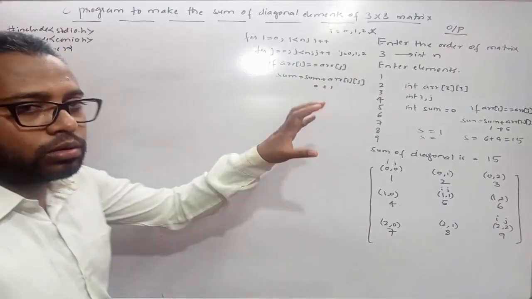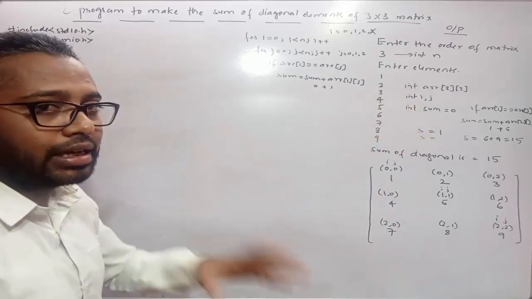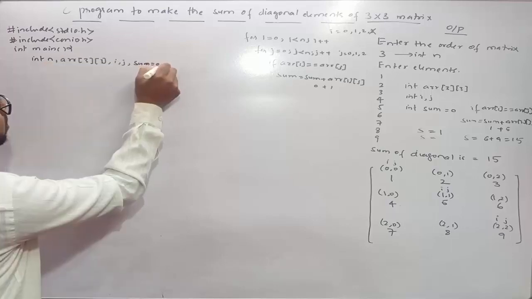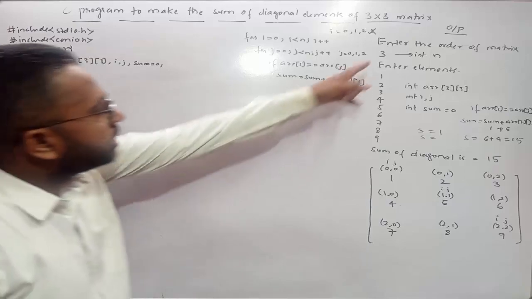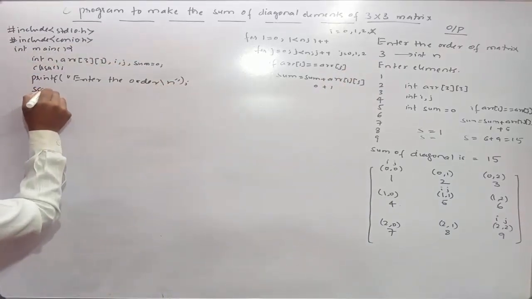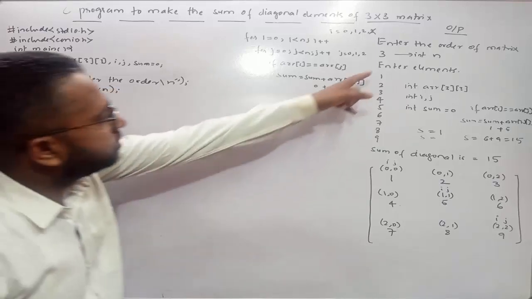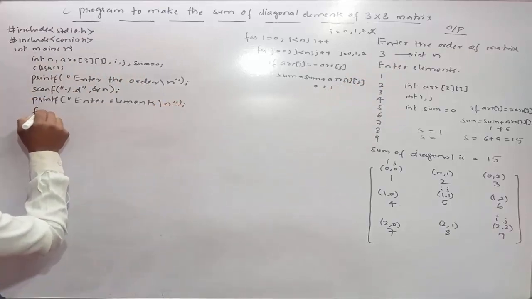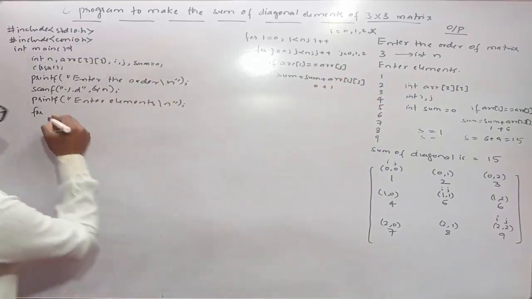Now we need to declare the variables which we had decided. So these are the variables which are required in our program, and the first variable is n. Then, clear screen. Next I need to display that message. Next I need to accept that value, scan n. Next I need to display this message, enter elements, and I should accept these 9 elements.